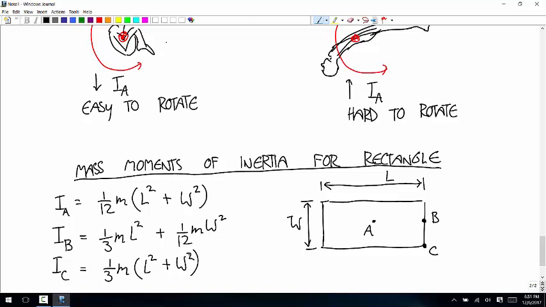And 1/3 is bigger than 1/12. So you can see the progression. No matter what numbers you choose here for L, W, and mass, this is going to be the smallest, this is going to be the biggest, and this one's going to be in the middle.